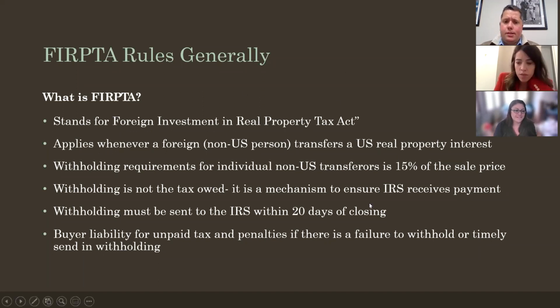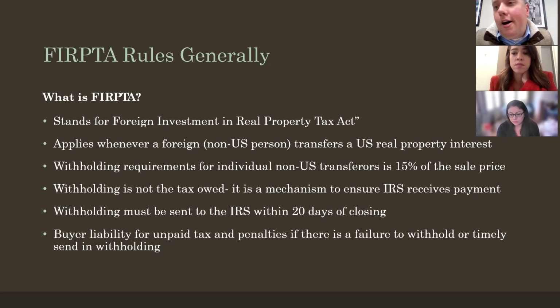Withholding must be sent to the IRS within 20 days of closing to avoid penalties, right? They give a very tight turnaround here. They don't mess around with this. And the buyer has liability for any unpaid tax and penalties if there's a failure to withhold or timely send in the withholding. Why is that? The whole point of this mechanism is they didn't want the foreign seller to take the money and run, and then the IRS not be able to catch up with them or get to foreign bank accounts. So they put the onus on the buyer, whether it's a US person or a foreigner, because the buyer, after the closing, has US real estate that they can slap a lien on if the tax is never paid, right? So buyers take this very seriously.